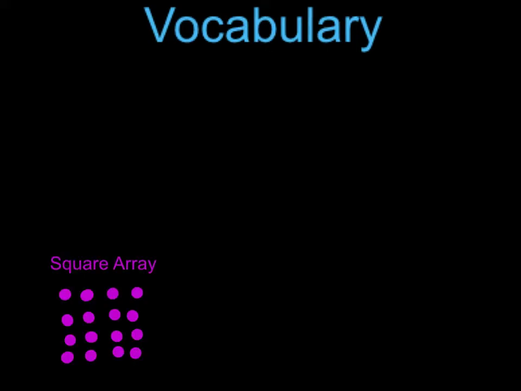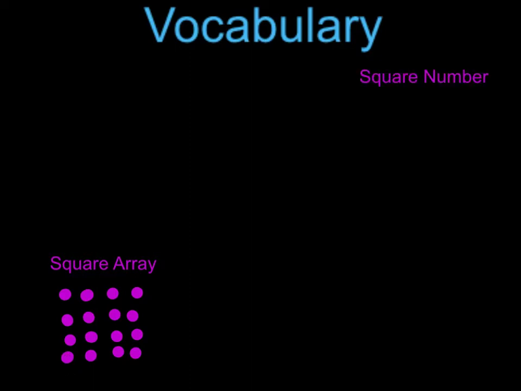First, let's talk about some important vocabulary words and terms that you will need to understand today. Our first term is square array. This is a rectangular array with the same number of rows as columns. For example, 16 dots will form a square array with 4 objects in each row and 4 objects in each column. This is a picture of a square array.